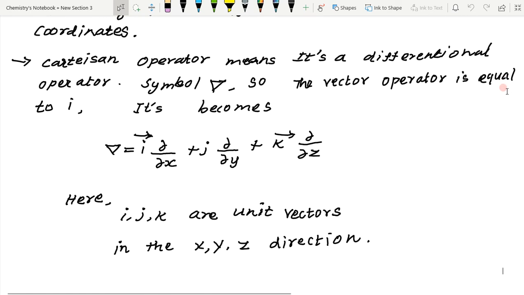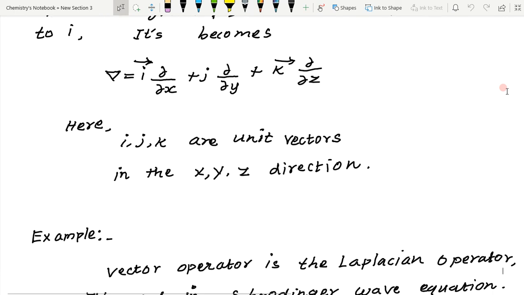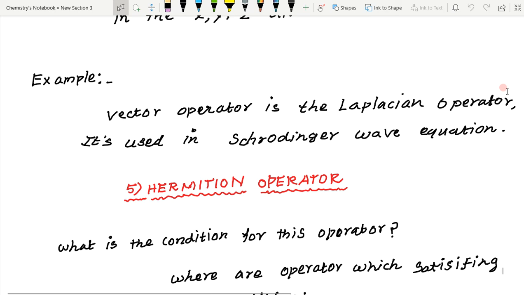So the vector operator is equal to i vector del by del x plus j vector del by del y plus k vector del by del z. Here i, j, k are unit vectors in the x, y, z directions of the coordinate system. For example, the vector operator is also called the Laplacian operator. It is used in the Schrödinger wave equation.